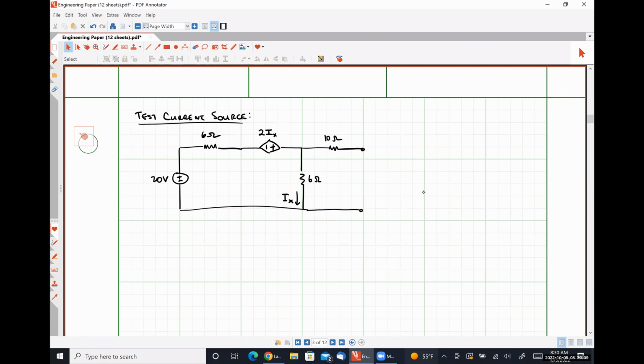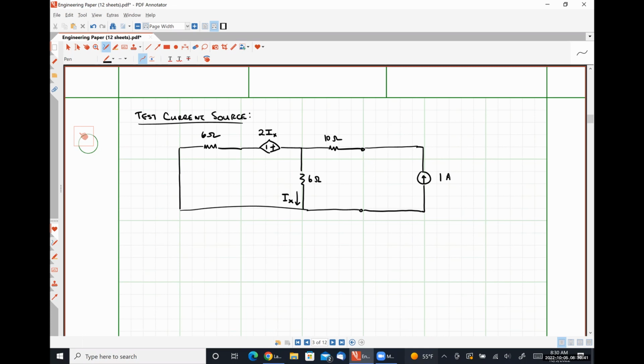So I have my original network. I turn off my independent sources, and I'm going to apply a current source across the terminals of my system, where again, I can choose the direction of the current source that I apply. Let's arbitrarily choose up, and the magnitude of the current source that I apply, where I usually choose 1 amp.